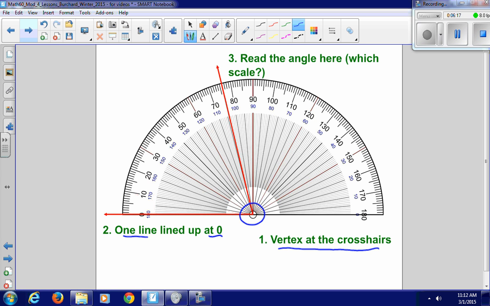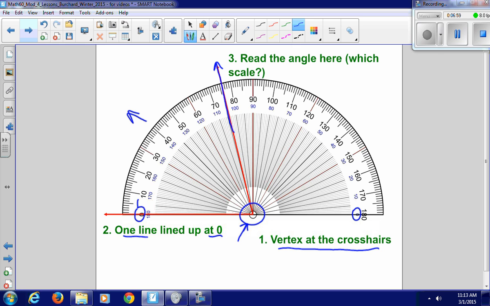Now notice we have two different zeros, so here's a 0 over here, and here's a 0 right here on our scale. But because this angle is pointing over in this direction, we're going to line it up with one of the lines against this 0. We're going to put this 0 here, and we're going to put the vertex on the crosshairs always. And then we're going to read up the other line. So we're going to read up here and see where that crosses the scale.